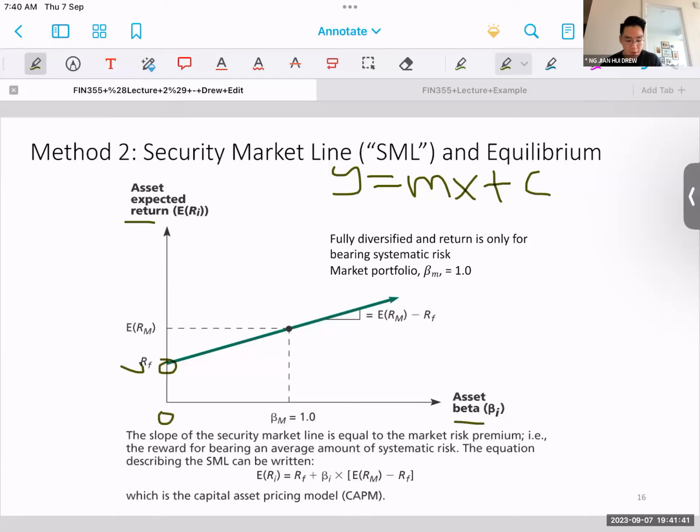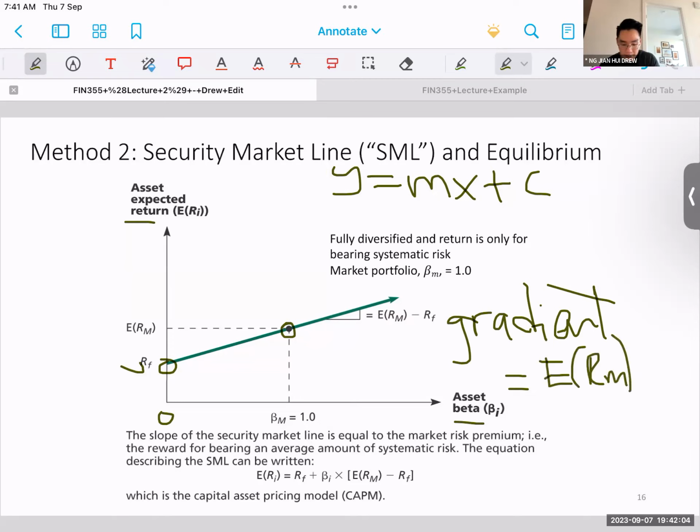Perfect, we have this. We plot the market beta 1, which is this point here. Now, having 2 points of a line, we can calculate the gradient. How do you calculate the gradient? Take ERM minus RF, divided by 1 minus 0.